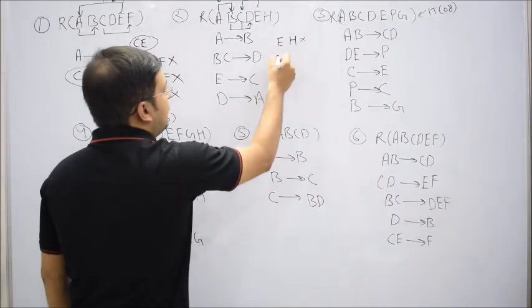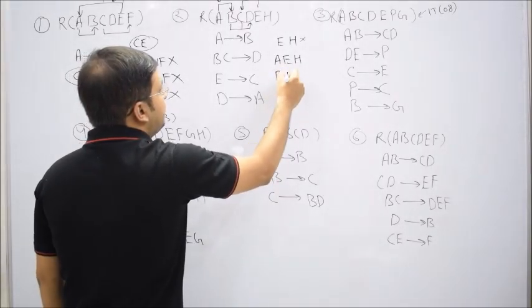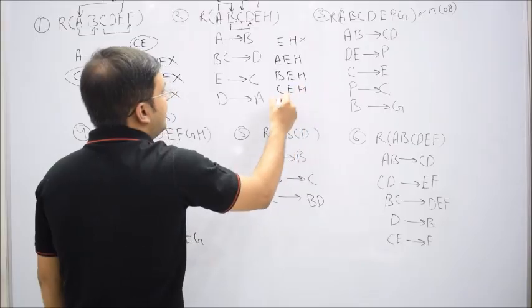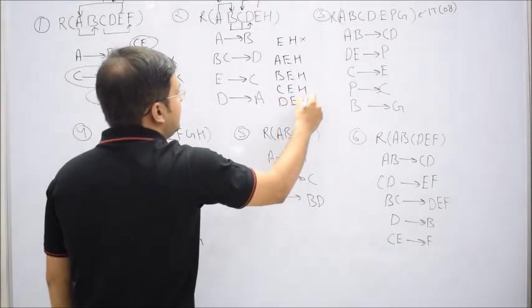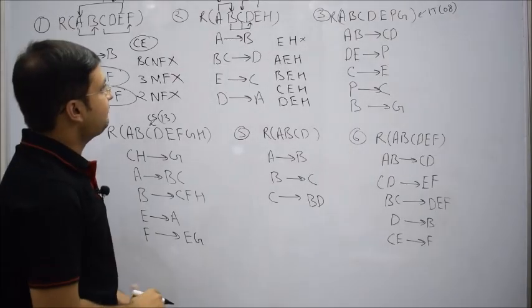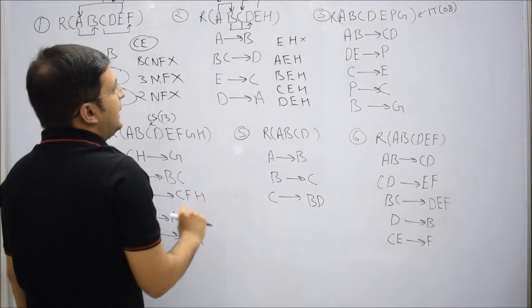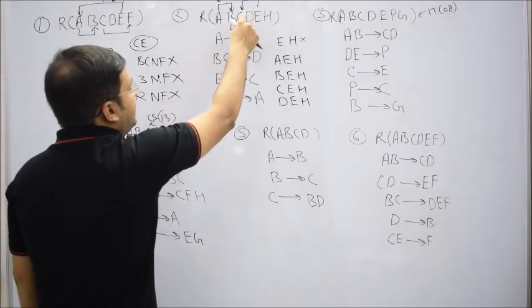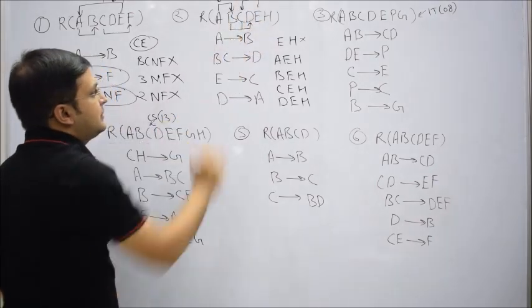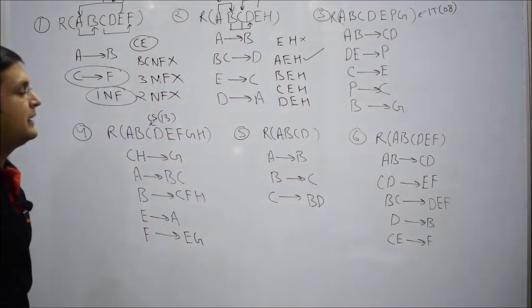So let me take what, AEH, then let me take BEH, then CEH, and then what, DEH. And now let's check them one by one. Now what about AEH? You see from A we can find what, B, and from E we can find C, and from both B, C we can find D, and E already finds H, and that is okay. It means what, this is for sure now a candidate key.